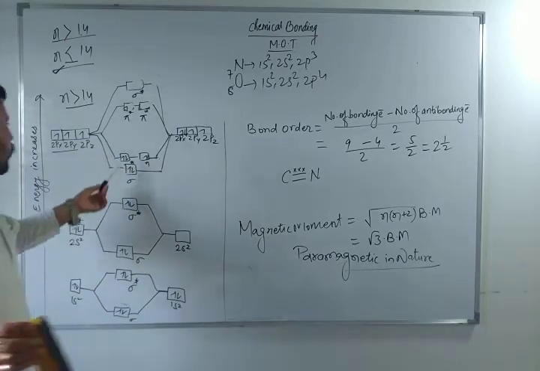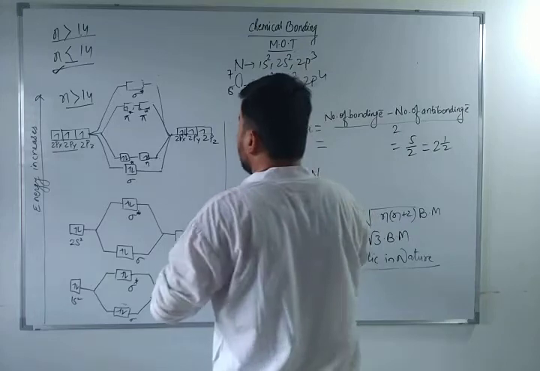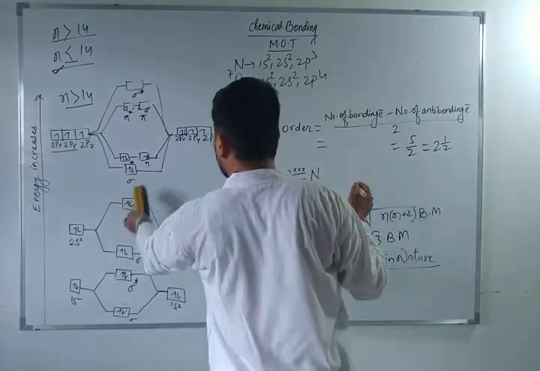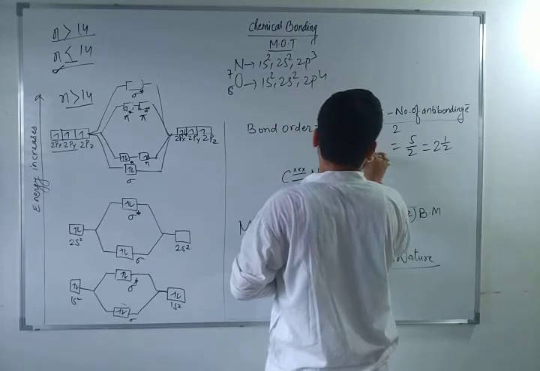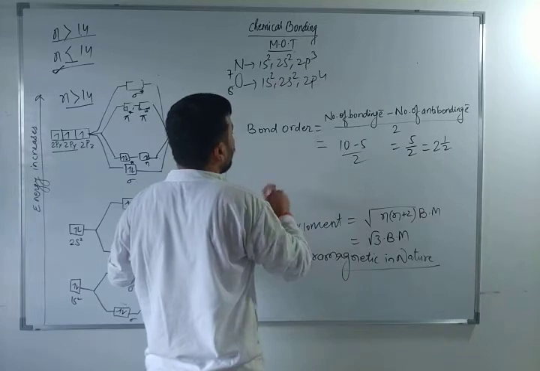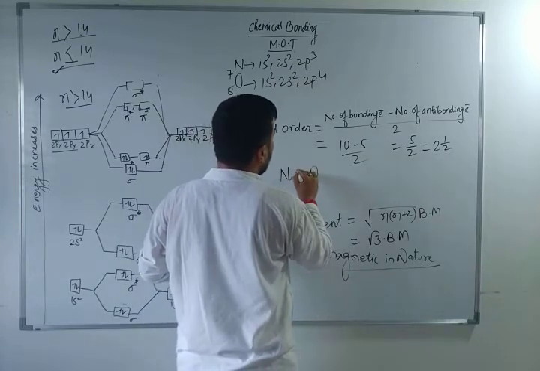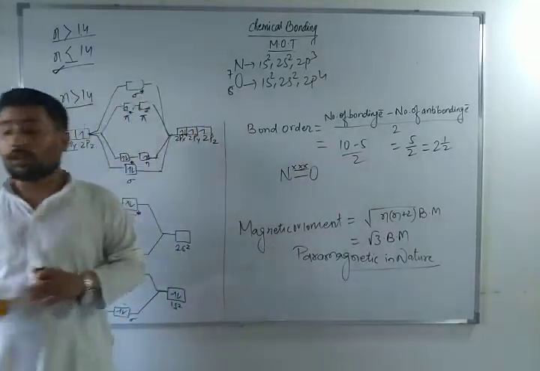Anti-bonding electrons are 2 plus 2 plus 1, that is 5. So bond order is 10 minus 5 by 2, that is 5 by 2. Again here, N and O will have how many bonds? 2.5 bonds. Here half bond is also considered.